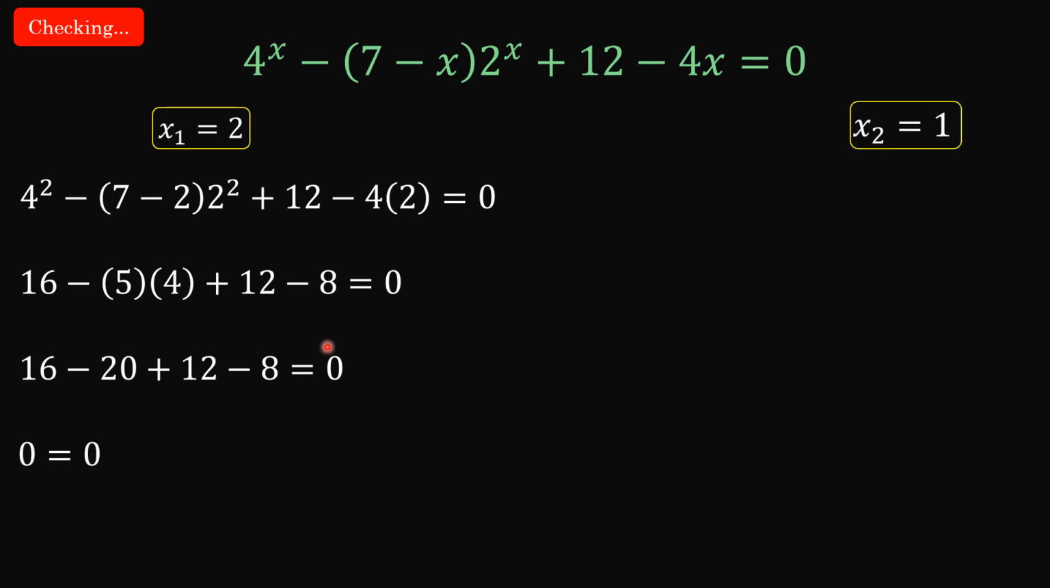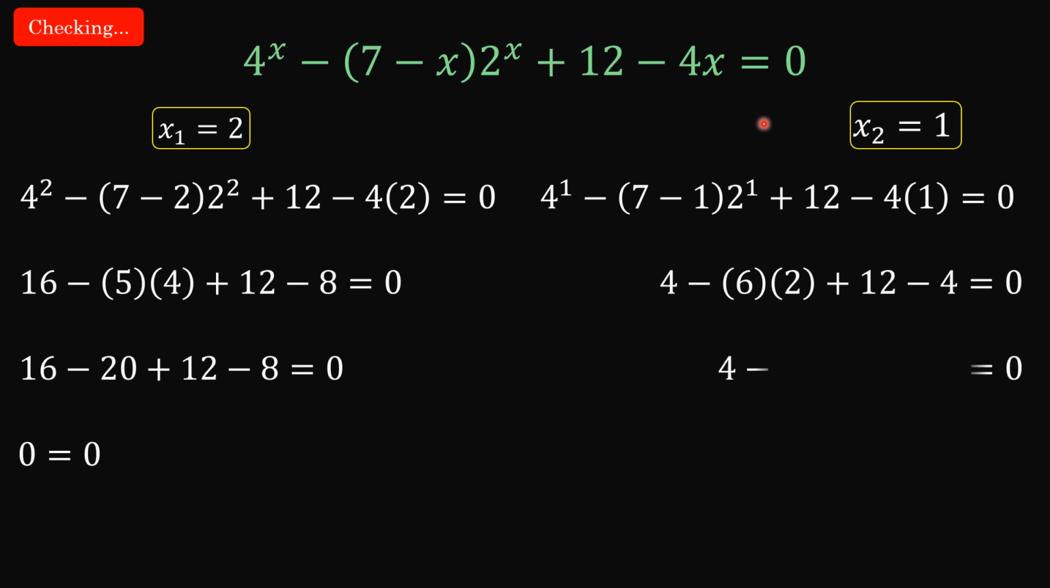And then from the other one here, x2 equals to 1, replacing, we're going to have this one, multiplying, we're going to have this one, and just have a look at this. 4 minus 4 is 0, 12 minus 12 is 0. So 0 equals to 0.